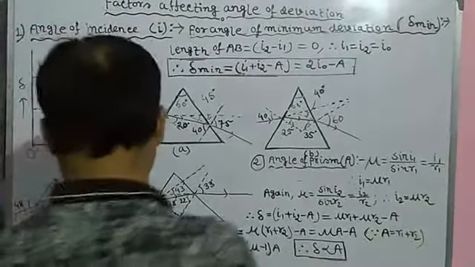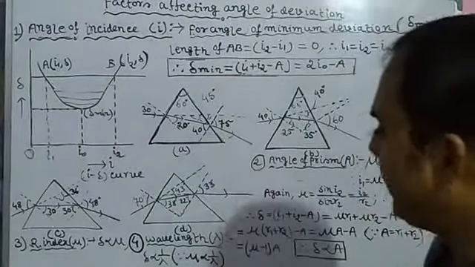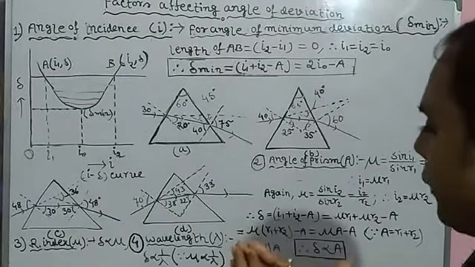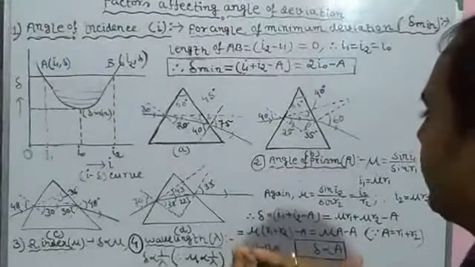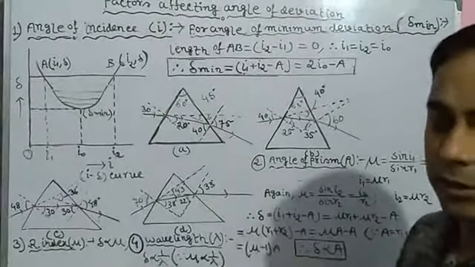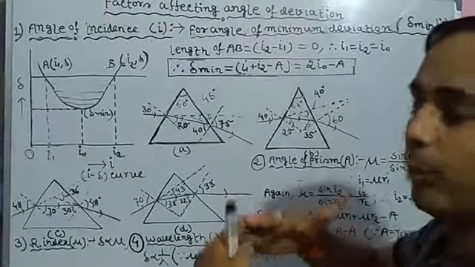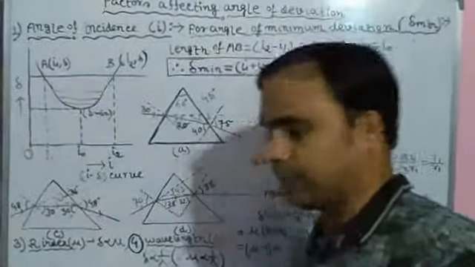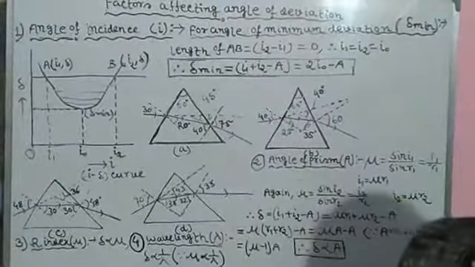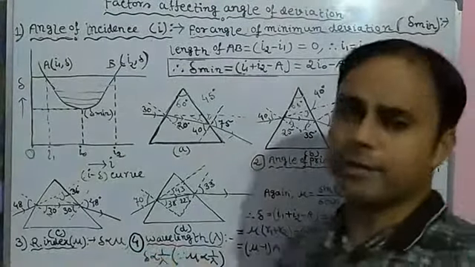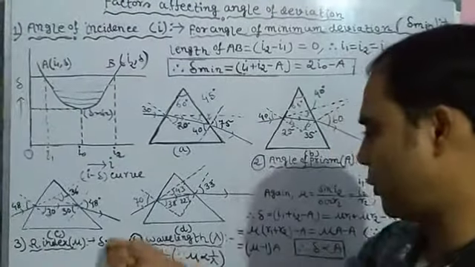The third factor is refractive index. Delta is directly proportional to the refractive index of the material of the glass. The more the refractive index, the more the deviation; the less the refractive index, the less the deviation.